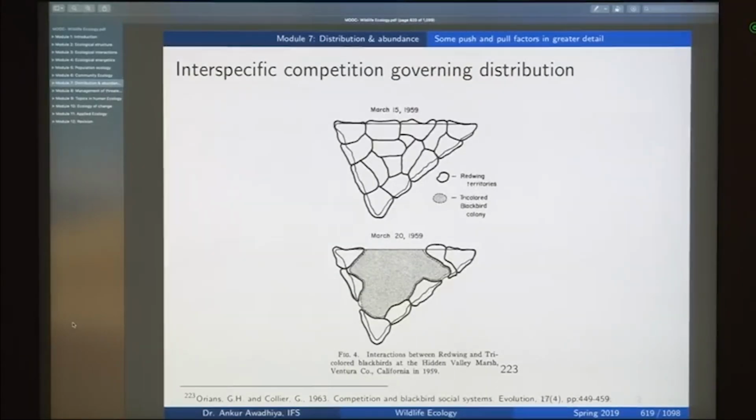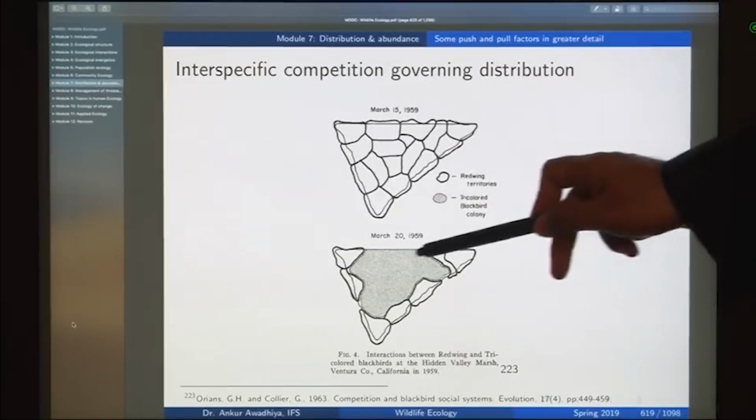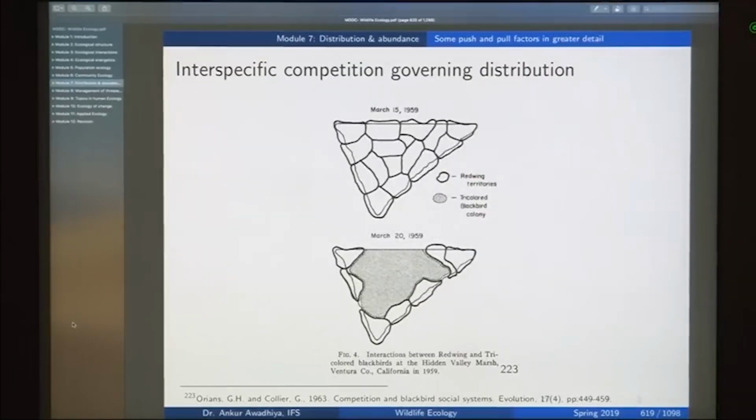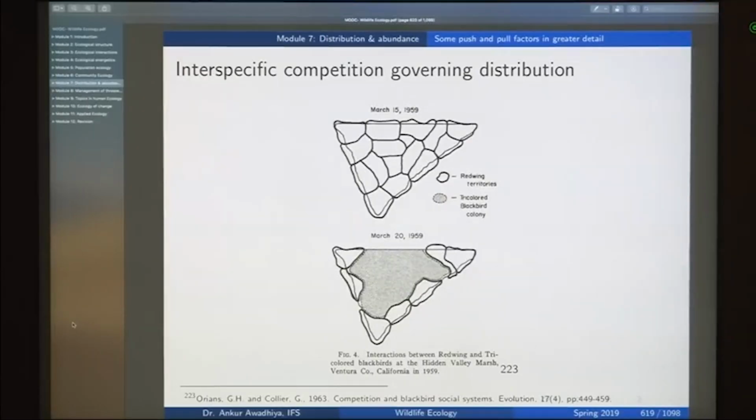Then we looked at this other method of governing distribution, which is interspecific competition, in which you have a particular species of bird that is able to form colonies in this area, but then it gets displaced by another species because of interspecific competition, and this can also regulate the distribution and abundance of a particular species in a particular area, because once this species is displaced, now you do not have any individuals that are left in this particular area.